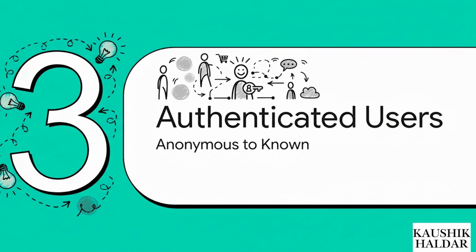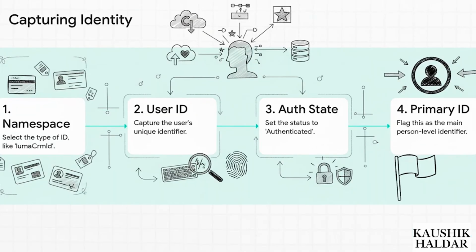But what happens at that magic moment when you, the visitor, decide to log in or sign up for something? How does the system connect all your anonymous history to your new, known identity? The second a user identifies themselves, a really clear process kicks off. First, the system categorizes the ID. Is this a CRM ID or a loyalty number? Then it grabs the unique value, something like user123.